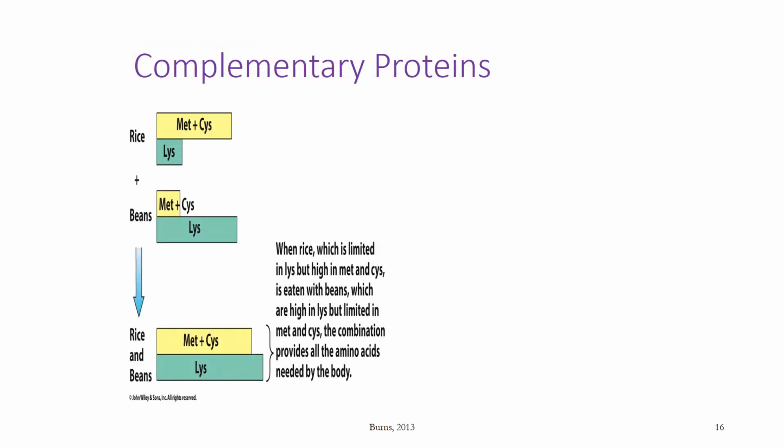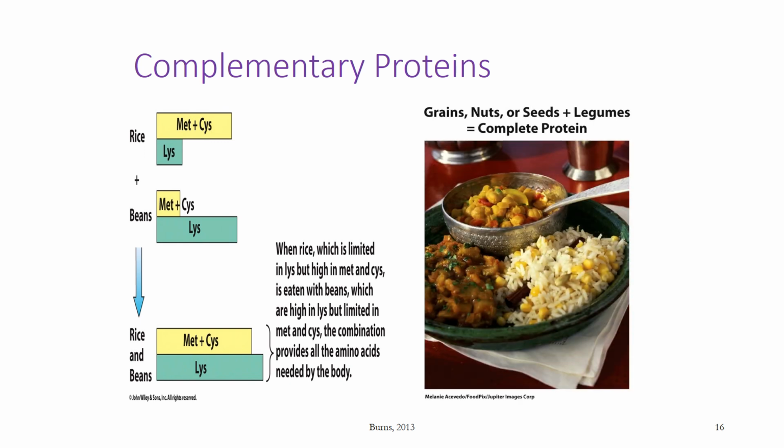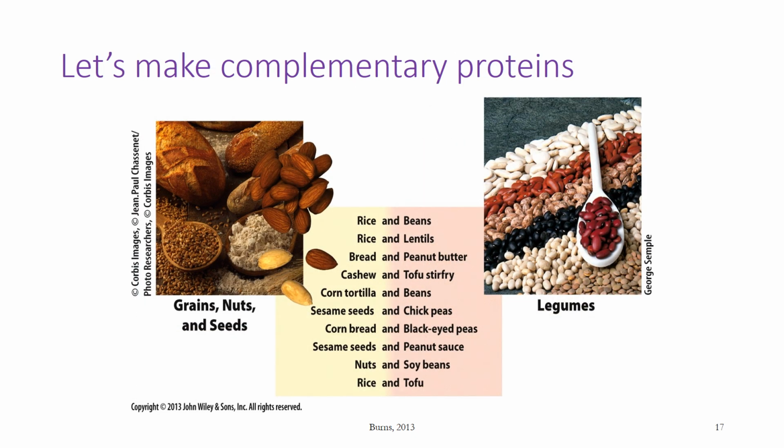If you get your protein from a single source and that source is an incomplete protein, it will be difficult to meet your body's protein needs. Combine proteins to make a complete protein. Lysine, methionine, and cysteine tend to be the limiting amino acids. Remember, in order to make complementary proteins, you need to combine a grain, nut, or seed with a legume. What are some possibilities?